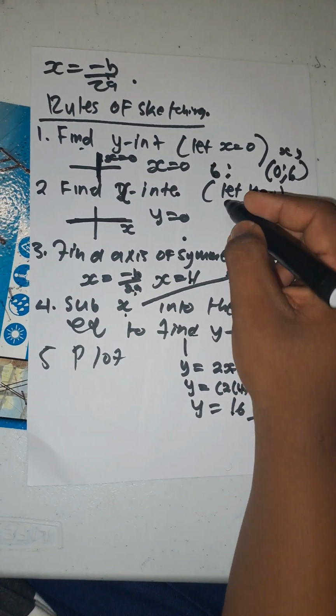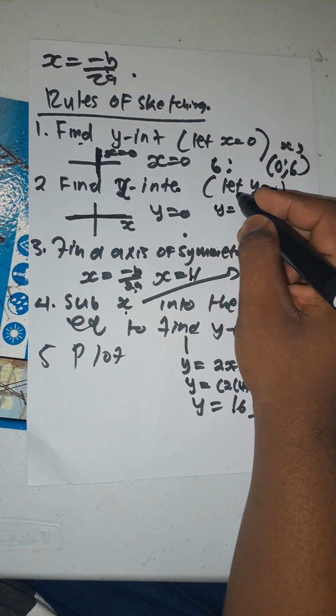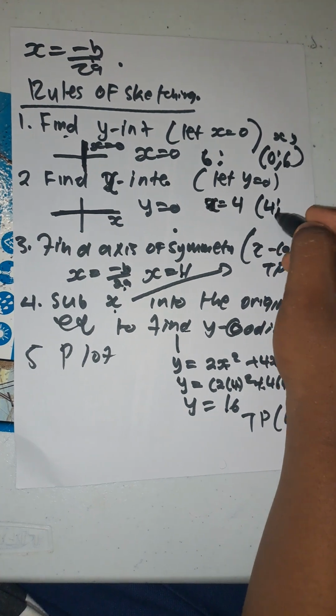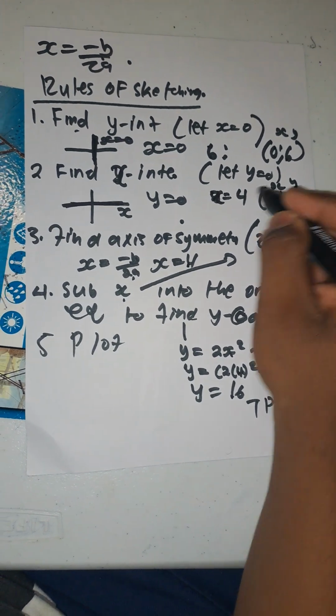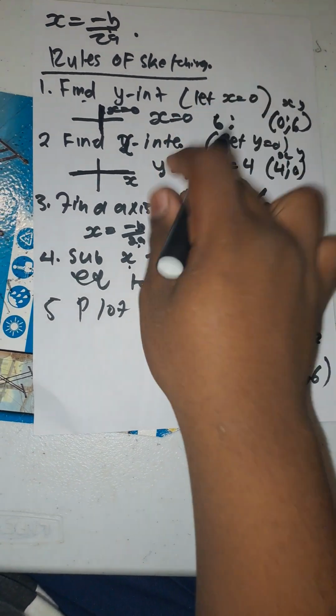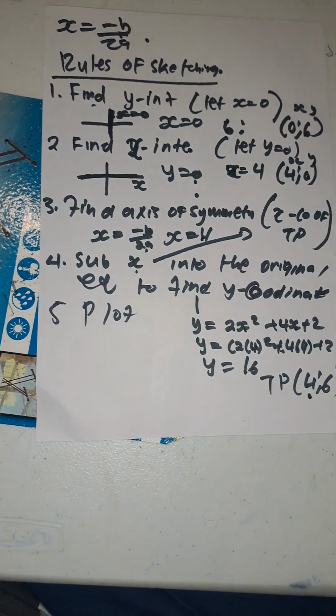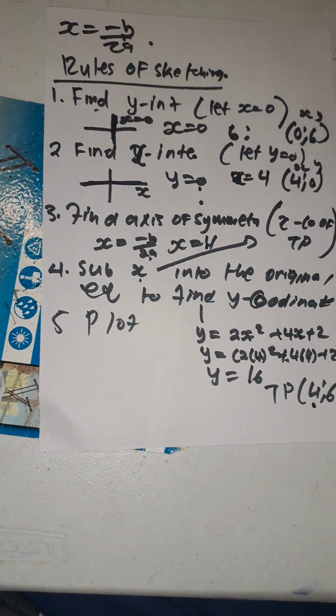And for x, if you find out x equals 4, it's going to be 4 and 0, because this is x, this is y. We said y equals 0. And for the axis of symmetry, that's how you do it. Then you plot. So let's do an example.